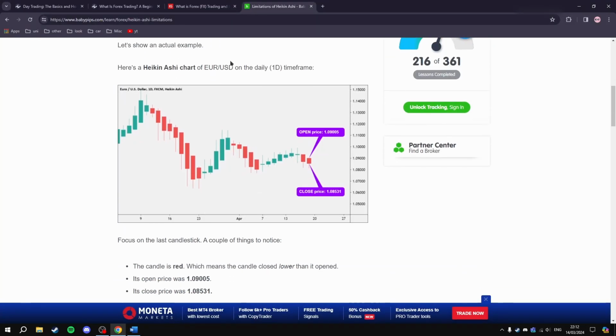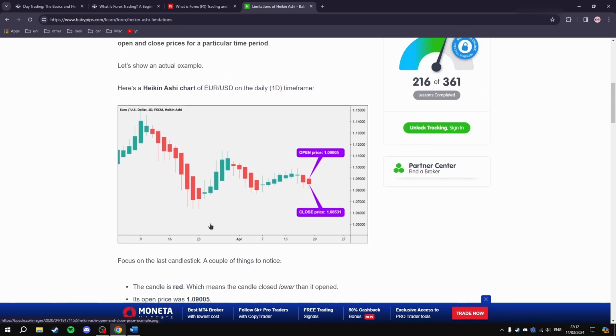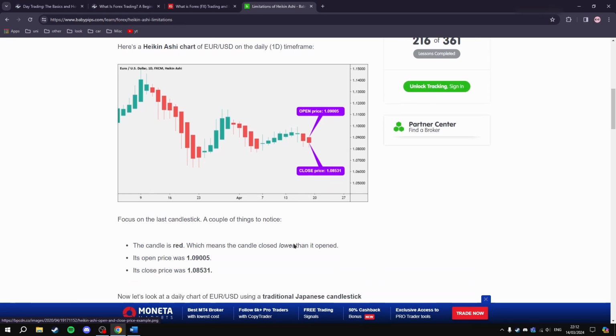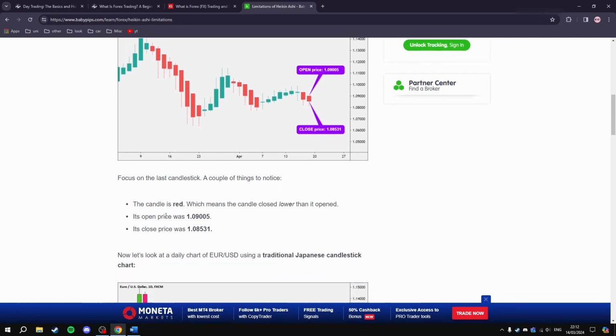Let's show an actual example. Here's a Heikin ashi chart of Euro USD on the daily time frame. So we've got the up, down, up, down, up. Open price 1.09005, close price 1.08531. Focus on the last candlestick. A couple of things to notice. The candle is red, which means the candle closed lower than it opened. Its open price was 1.09005.